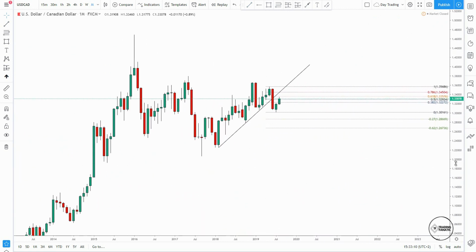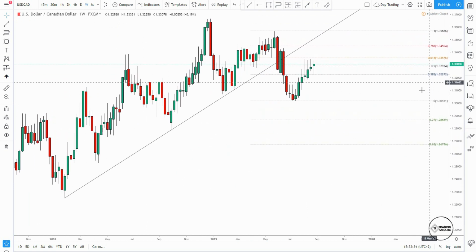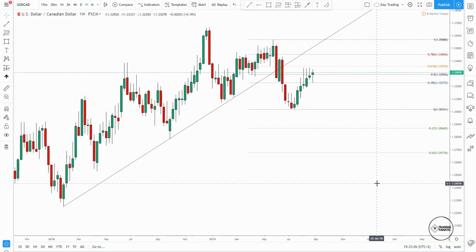And right now I think we kind of have a structure change. As you see, low, high, higher low, higher high, higher low, failure to make a new higher high here, break of structure, and right now some kind of pullback for a new lower high, maybe. Okay, weekly time frame, very, very clear.